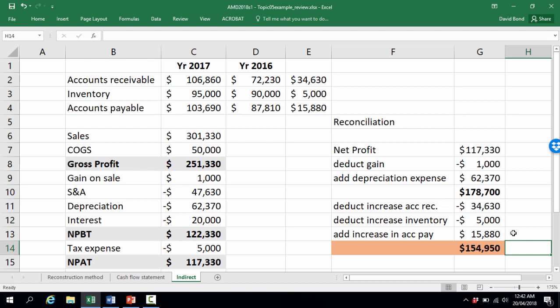And on that note, we will call it a day. So I hope that's helped in understanding how to build cash flow statements using the Reconstruction method, and then also looking at indirect cash flows. But obviously, if you have any questions, please reach out to me.